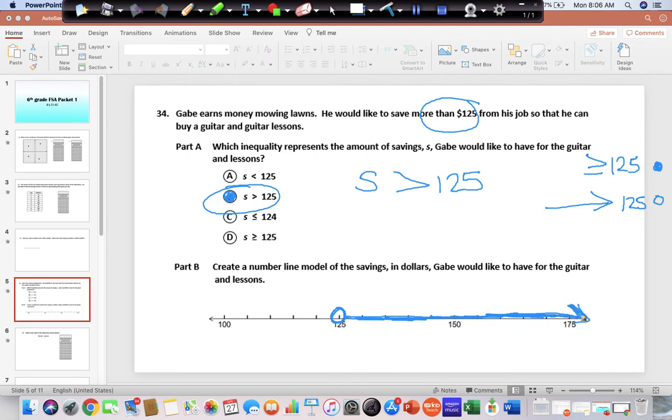We want to shade all the numbers that are greater than 125 because all of these values could go in for S, and we want to make it true. So is 150 greater than 125? Yes. So that is why we shaded in the direction of 150. Is 175 greater than 125? Yes, that is why we shaded in that direction. Okay, so we shade all the way up to that 125.